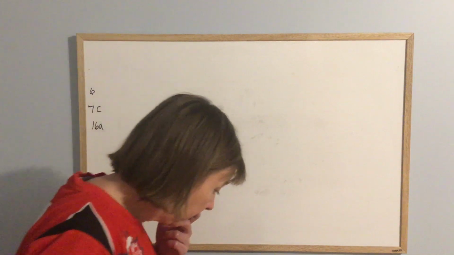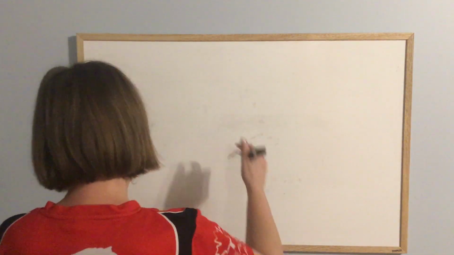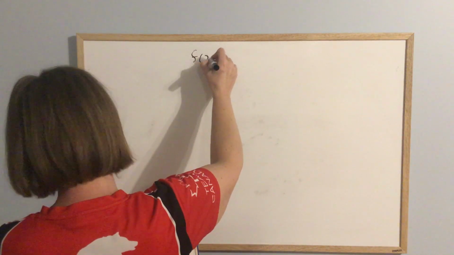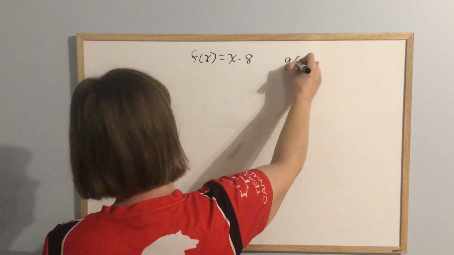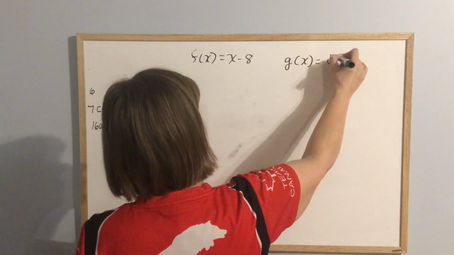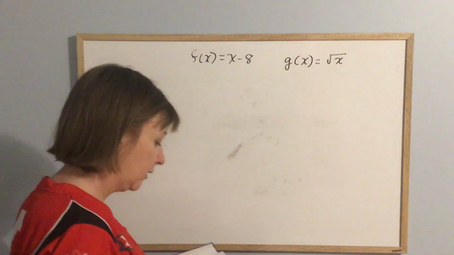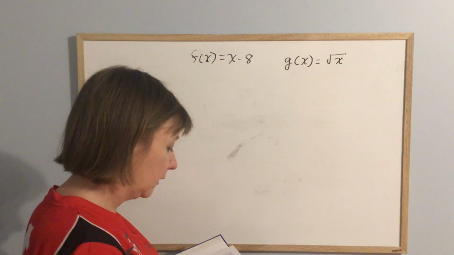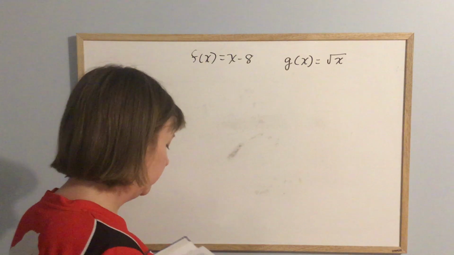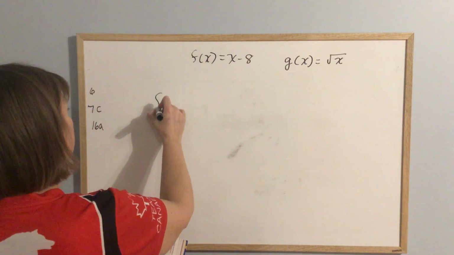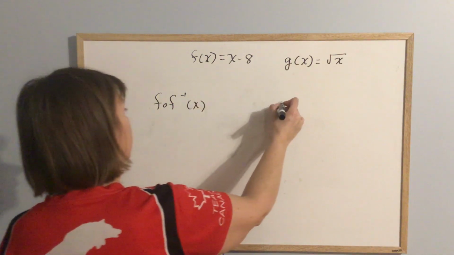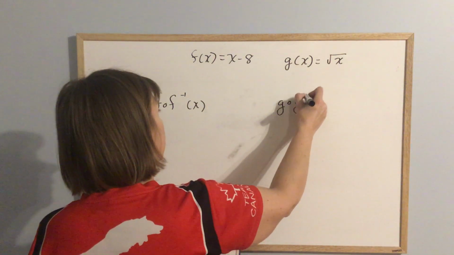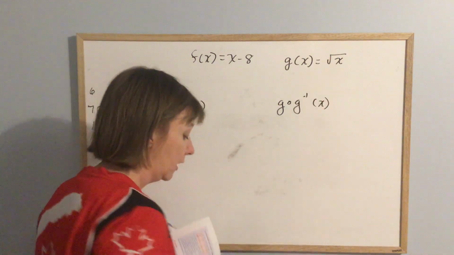Number 6 is long, but it says given f at x is x minus 8 and g at x is the square root of x. I'm just going to do two of them. I'll do A and C. It says find f of the inverse of f at x, and the other one says find g of the inverse of g at x.